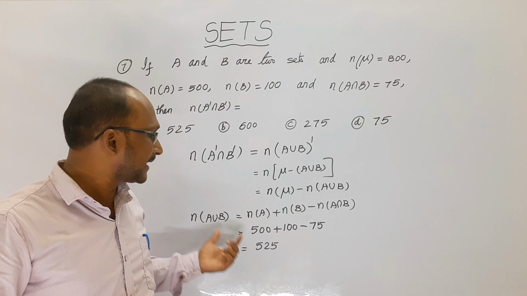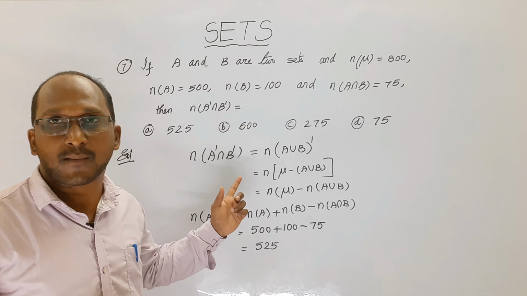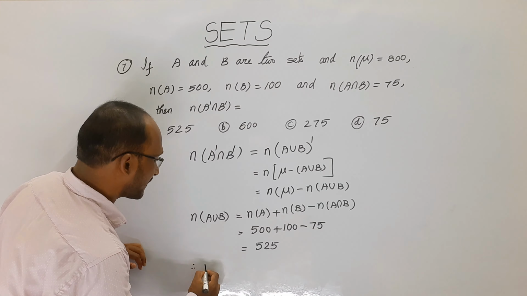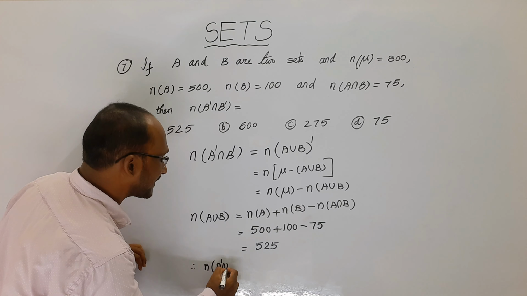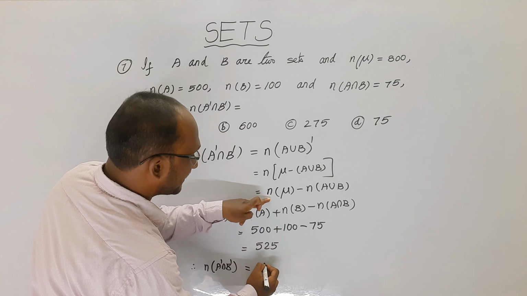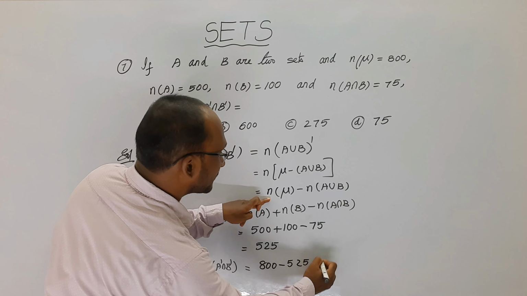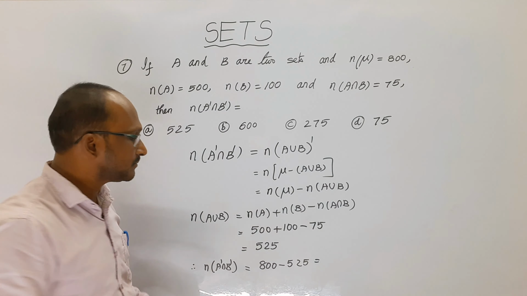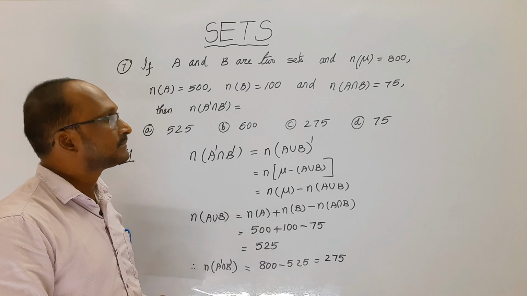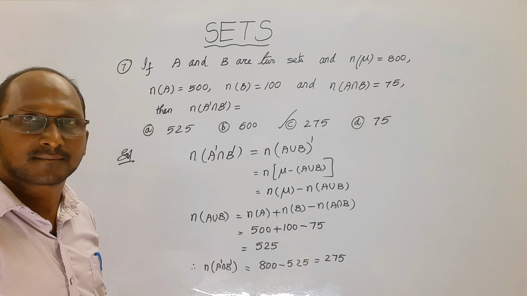As we know n of A union B, we can easily find the cardinal number of the set A complement intersection B complement. That is, n of A complement intersection B complement is equal to n of mu, that is 800, minus 525, which is equal to 275. That is, option C is the correct option.